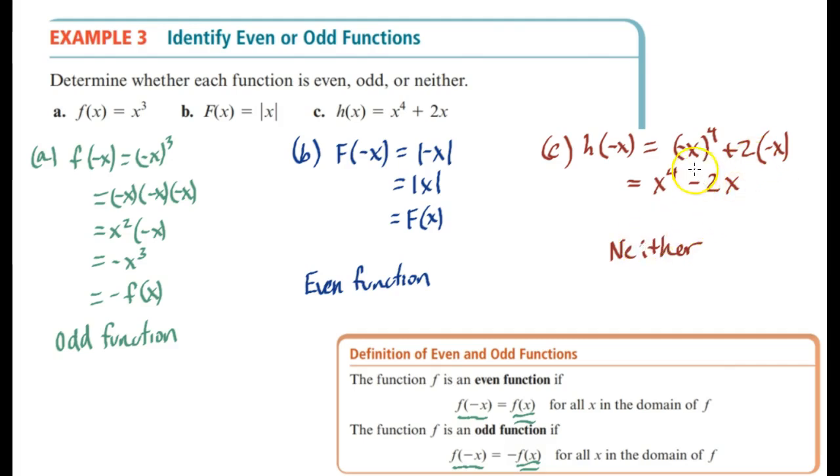So hopefully that makes sense. Let me know if you have any concerns about this process. The idea is you're plugging in negative x to the function and seeing what you get out, and comparing that to the original function to see if you have the same function or the opposite function. So even or an odd function, or it could be neither. So hopefully that makes sense. Let me know if you have any concerns. I'll be more than happy to help.